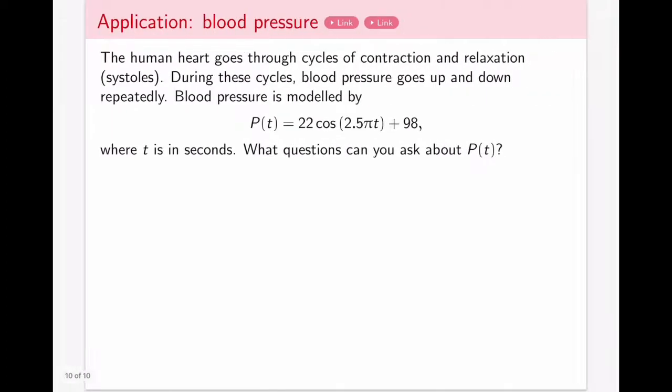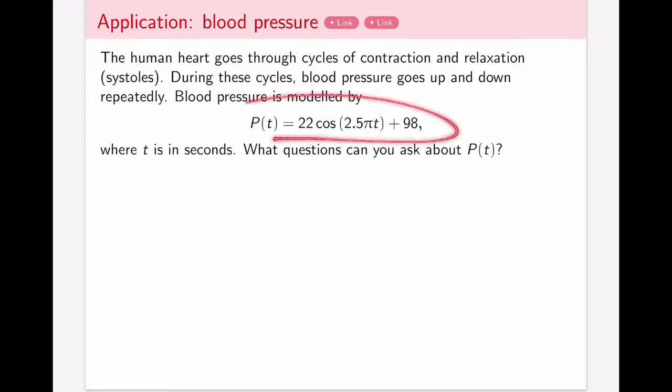And let's take a look at this application for the blood pressure. I encourage you to look for various links on YouTube to find reading about the systolic and diastolic blood pressure and how the heart actually works and how that pressure is actually measured. We're going to focus on the mathematical model here. So generally, in the most general of terms, the human heart goes through the cycles of contraction and relaxation. And during these cycles, of course, the blood gets pumped from the heart out and back in repeatedly.